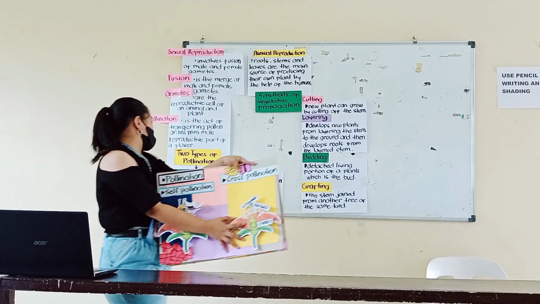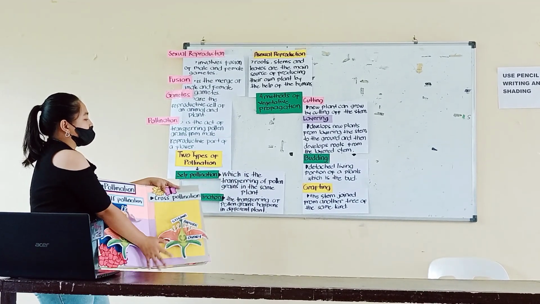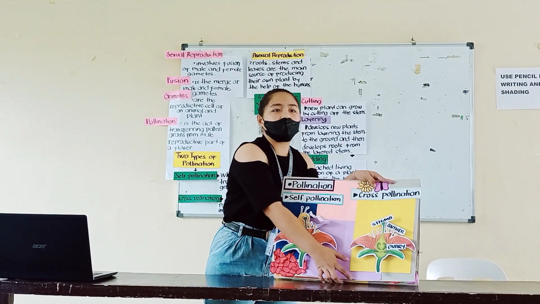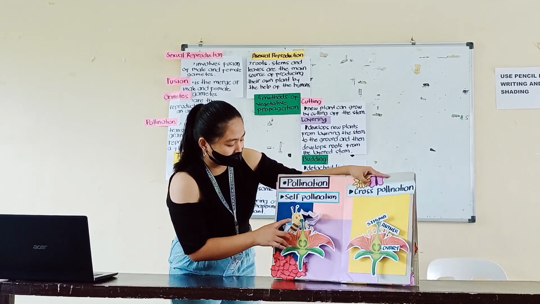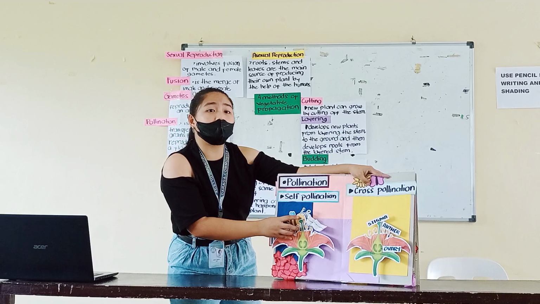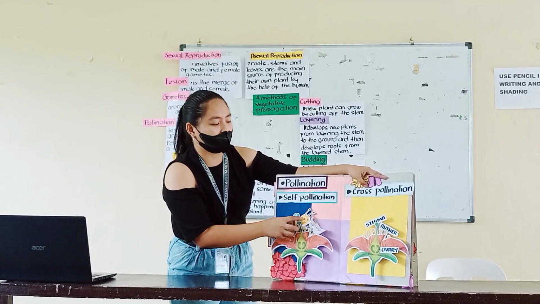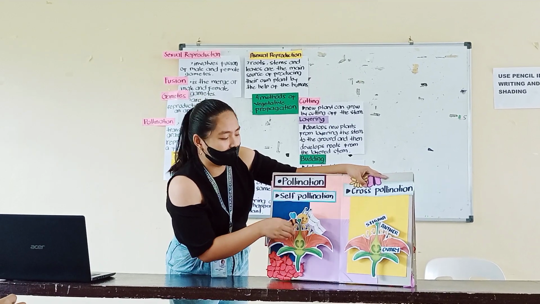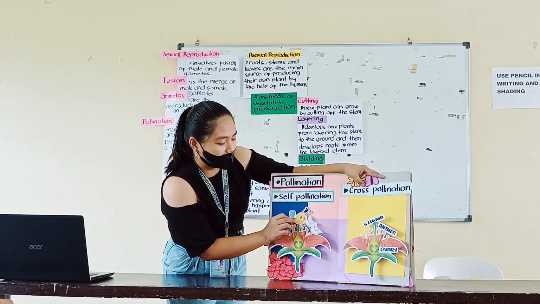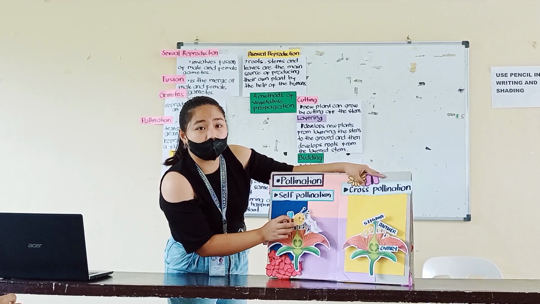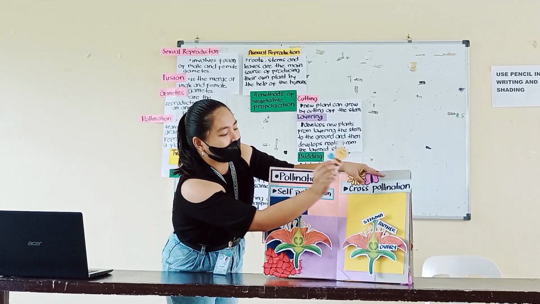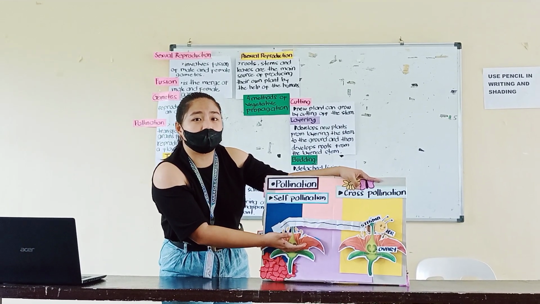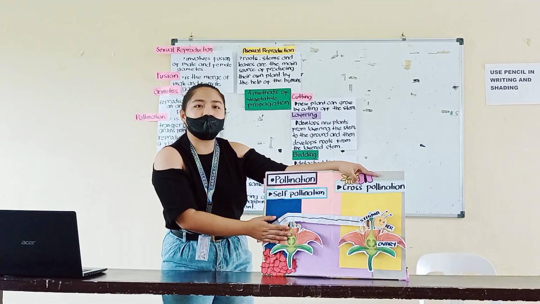When we say cross-pollination, the transferring of pollen grains happens between different plants. By the help of insects, pollen grains are transferred. Say for instance, this is one flower. This bee carries the pollen grains and transfers them to another plant. So this is when cross-pollination happens. So are we clear, guys?